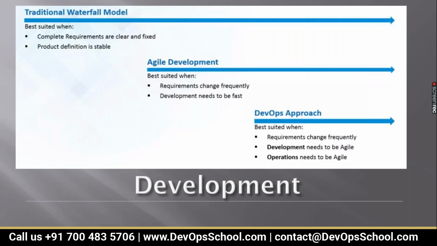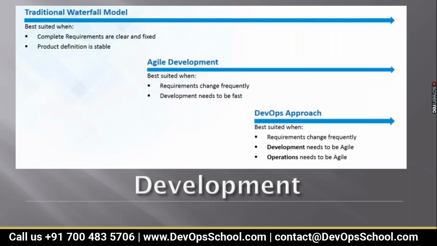Here we are taking the requirement in the form of a user story, a small user story, and that particular piece of code we build and give to the tester to test. Understand? But in the waterfall model, we have to build the entire application, then we give it to the tester.